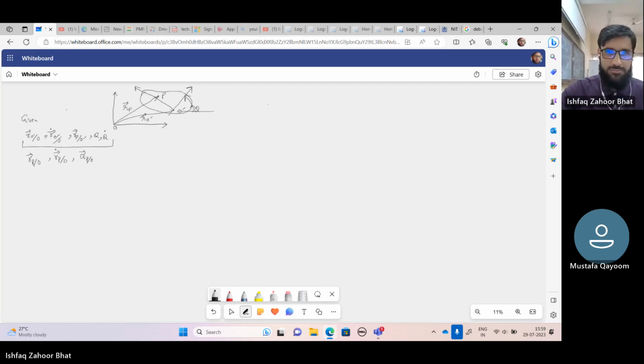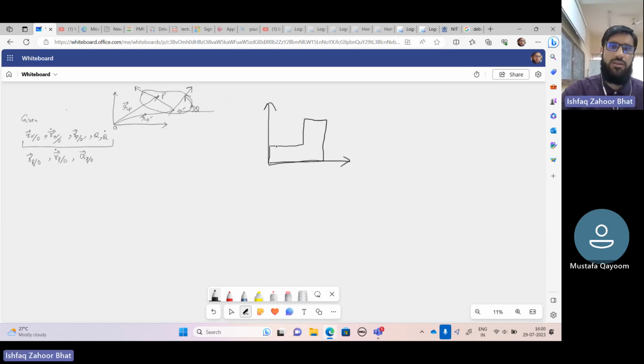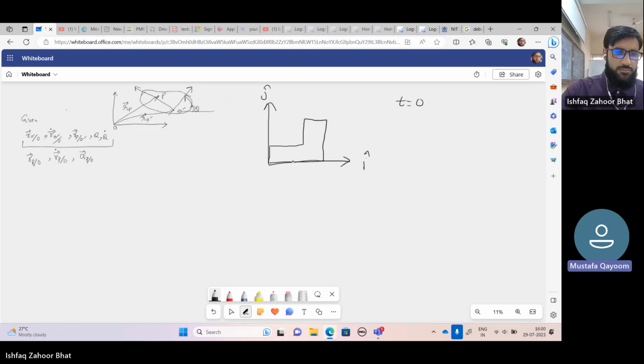So let's take an example. Let us consider a body like this. Okay, so this is a body. At t equal to zero, this is our I cap and this is our J cap. This is the fixed frame, isn't it? Am I audible? Yes, sir. Let us assume that this is the center of mass, which we call G.